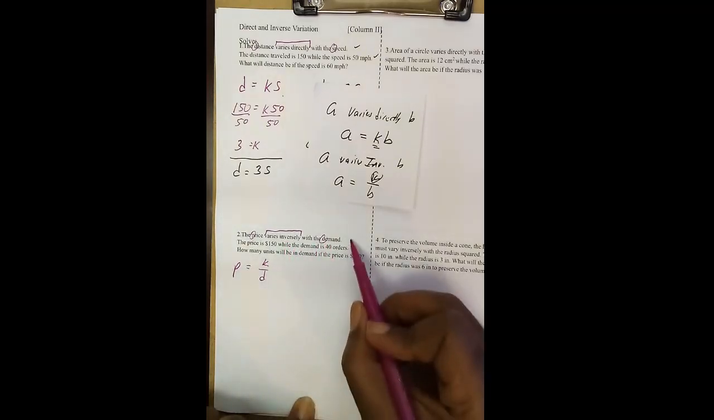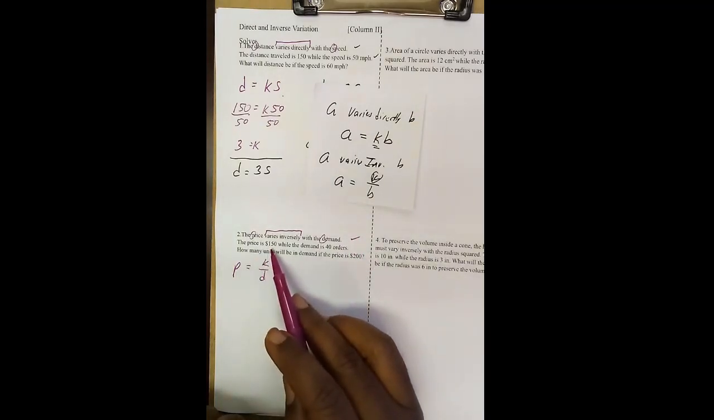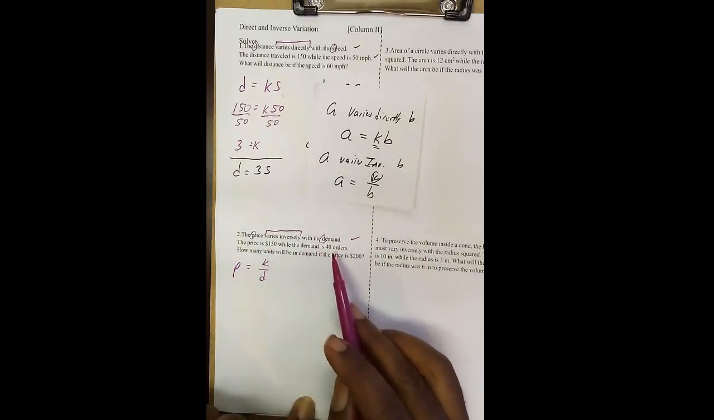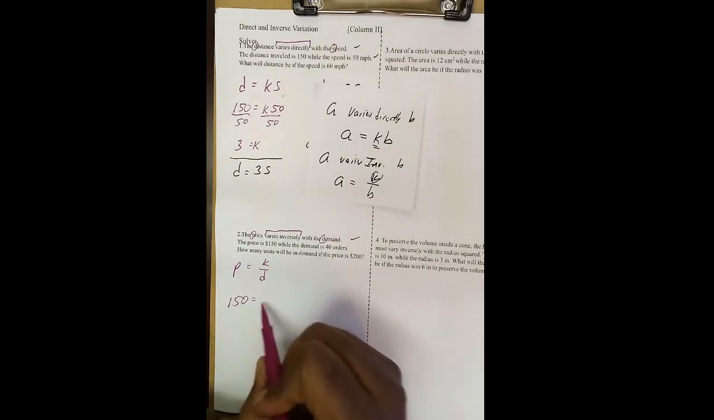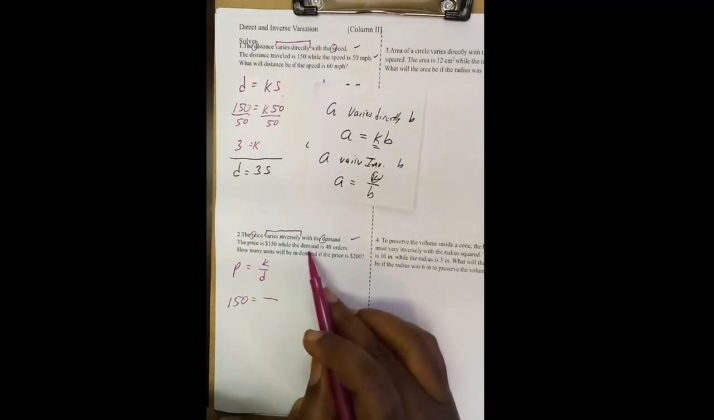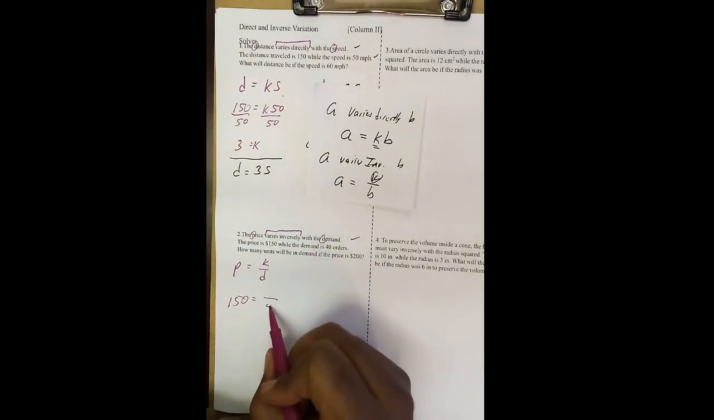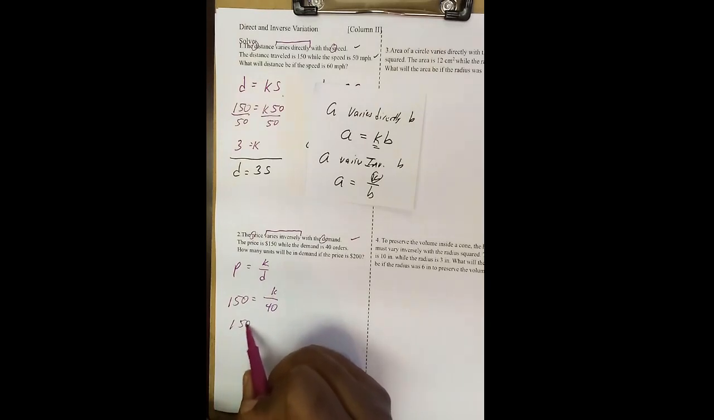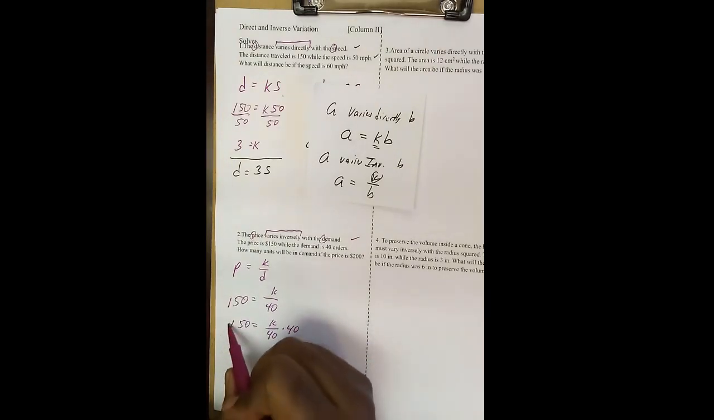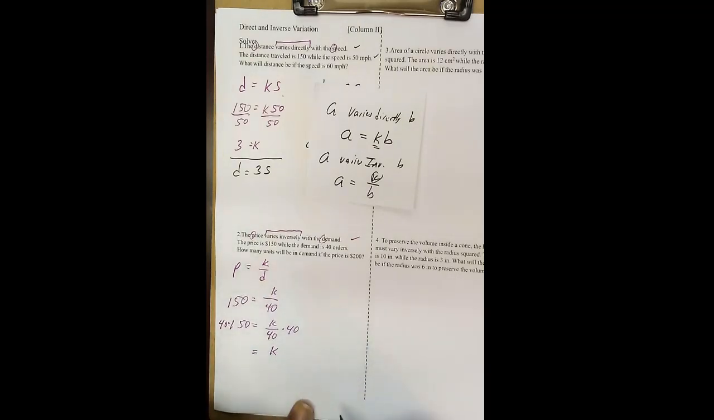Now the price is 150 while the demand is 40. So we replace price with 150, and replace the D, or demand, with 40. And K is still here. Now we're going to solve for K. So this will be 150 equals K over 40. We'll multiply by 40 on both sides, and this will help get rid of the 40 here. These two cancel, and you end up with K.